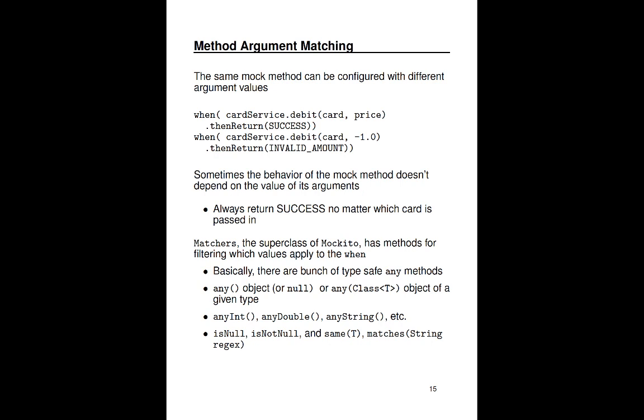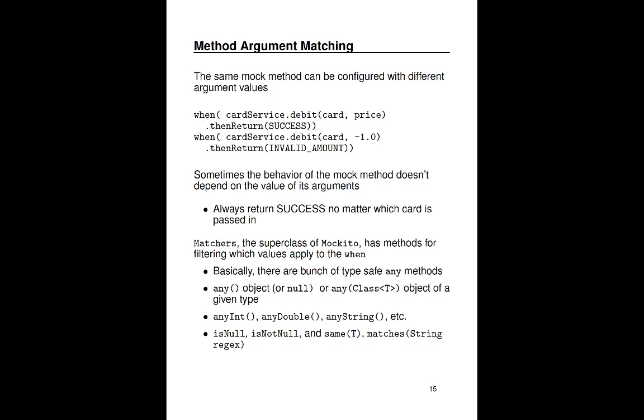Something we saw in the code example is that sometimes we want the behavior of the mock method to do the same thing regardless of what value is passed in its arguments. So for instance, always return success no matter which credit card is passed in. As you may recall, we did that by using a method called any from the Mockito API. We basically said that when the debit method is invoked with any instance of credit card and any price, then it should return success.